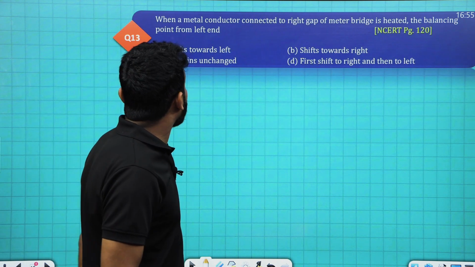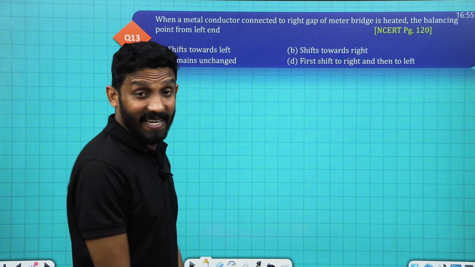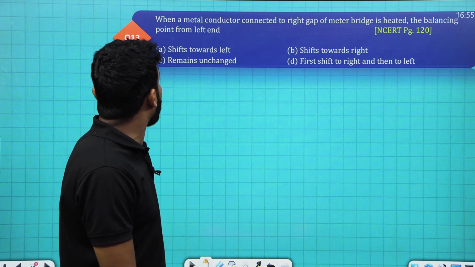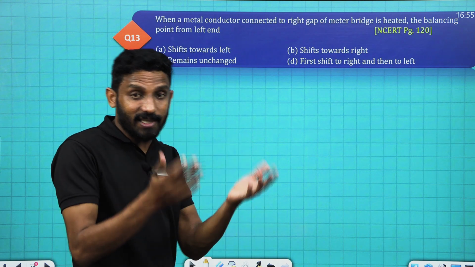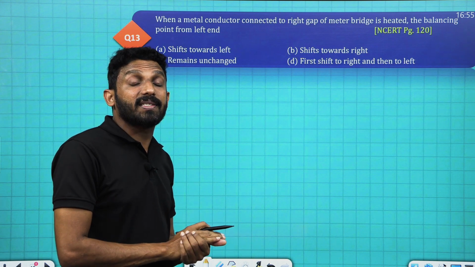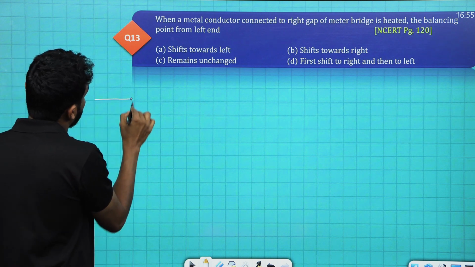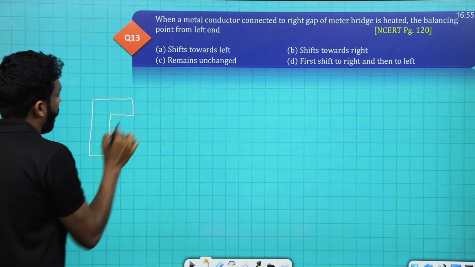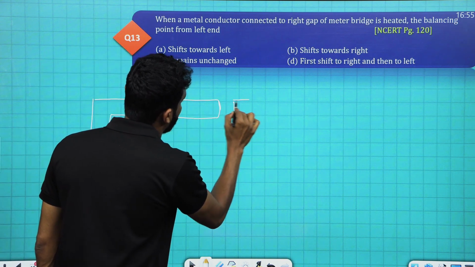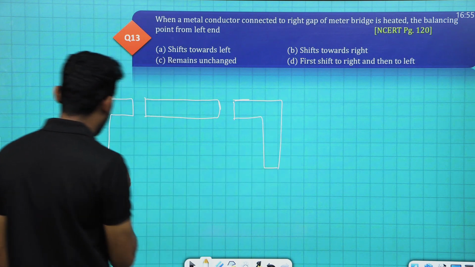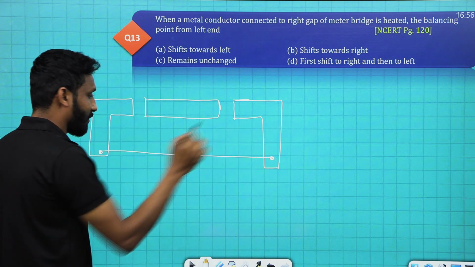When a metal conductor connected to the right gap of a meter bridge is heated, where is the balancing point from the left end? Okay, what happens? It is heated, which means its resistance increases. Clear? We are having a meter bridge like this. Here is a gap, this is the left gap. Here is another gap, the right gap. Here there is a wire of 1 meter length.